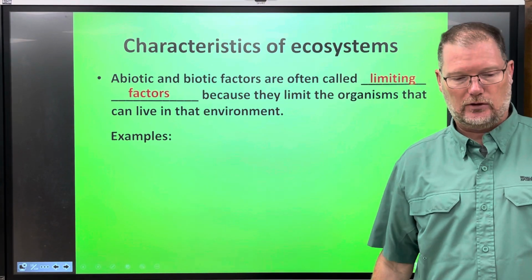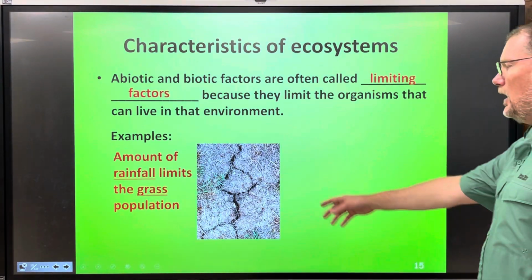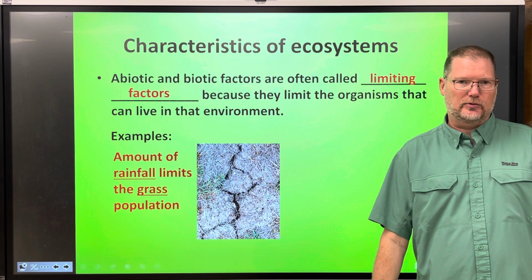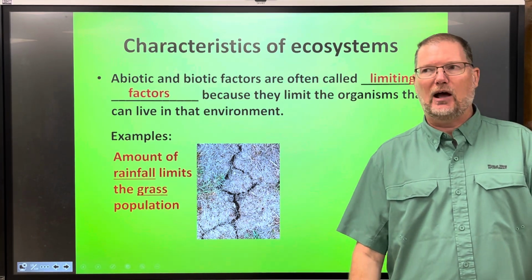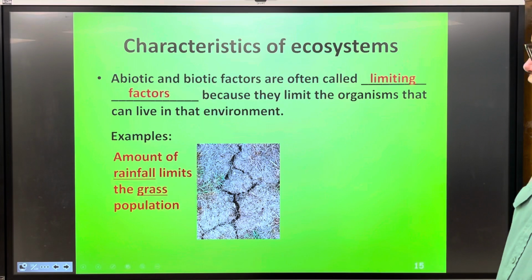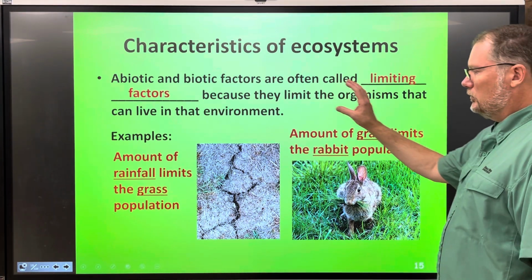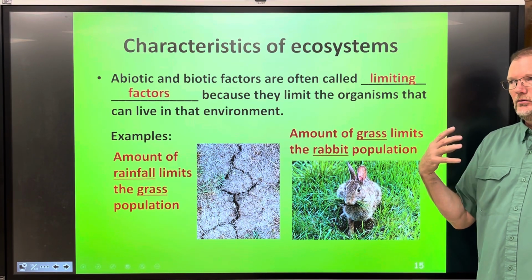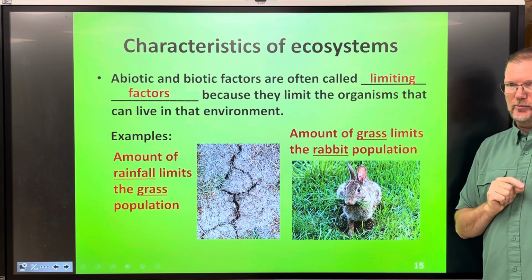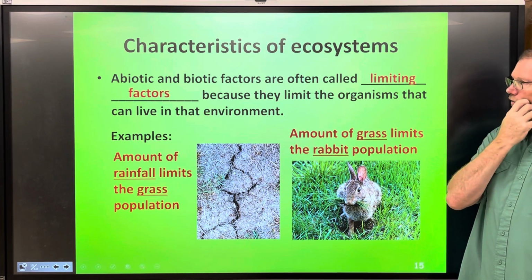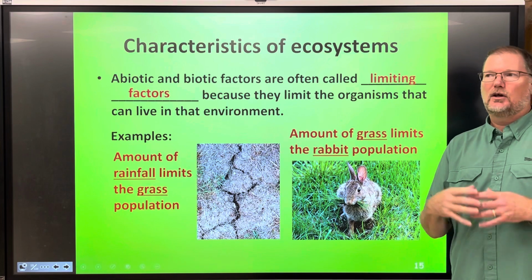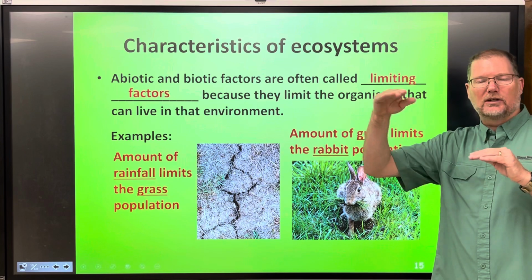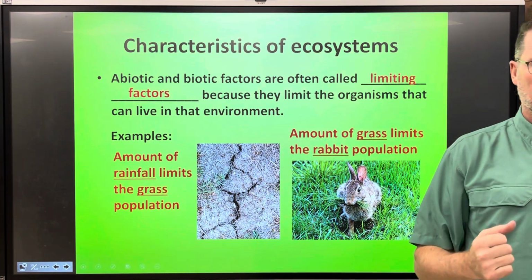That's one example, okay? Another example would be amount of rainfall that limits the growth of the grass population. How much of the grass can grow if the rainfall is too high or too low. Or if the grass population is low, it's going to limit the rabbit population. So that's why these factors are called limiting factors. Based upon the amount, it's going to limit down the line which organisms can survive.